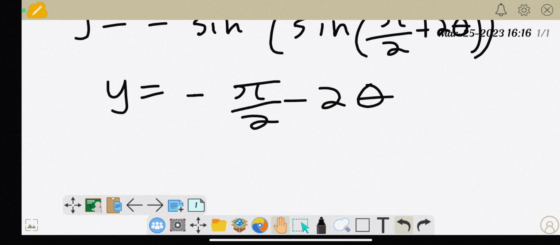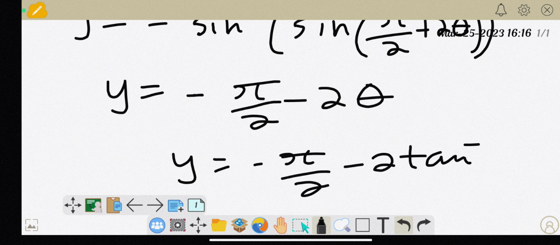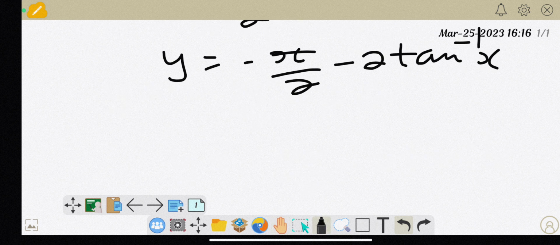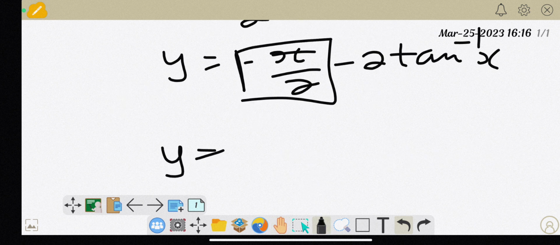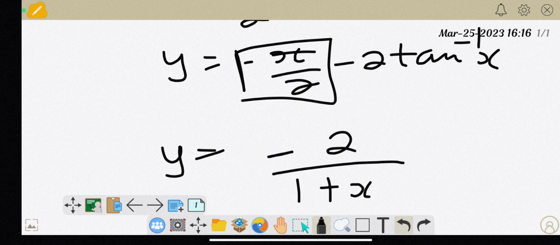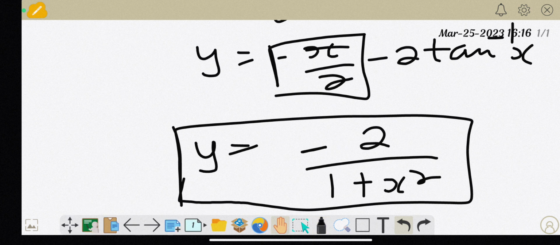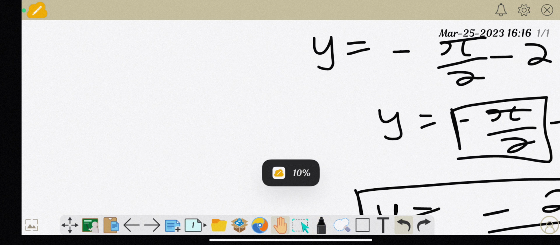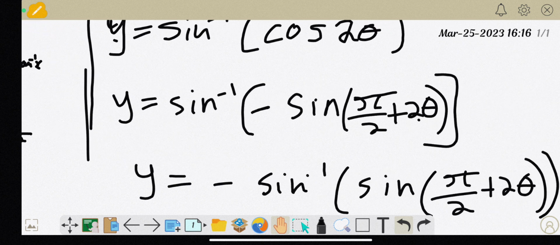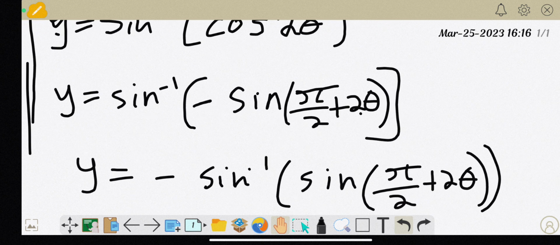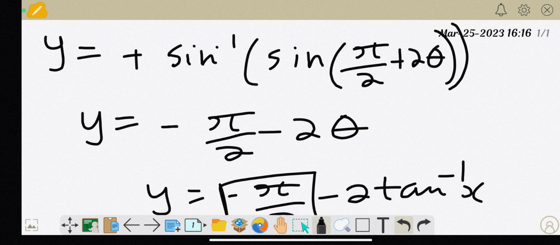Correct. And what is 2 theta? 2 theta is equal to 2 tan inverse x. Correct. So differentiate on both sides. This is a constant, so it is equal to 0. So 2 by 1 plus x square. See, we got the same answer again. So you have to be careful while solving. What if you didn't put this sign? Then your final answer would be in terms of plus. Correct.